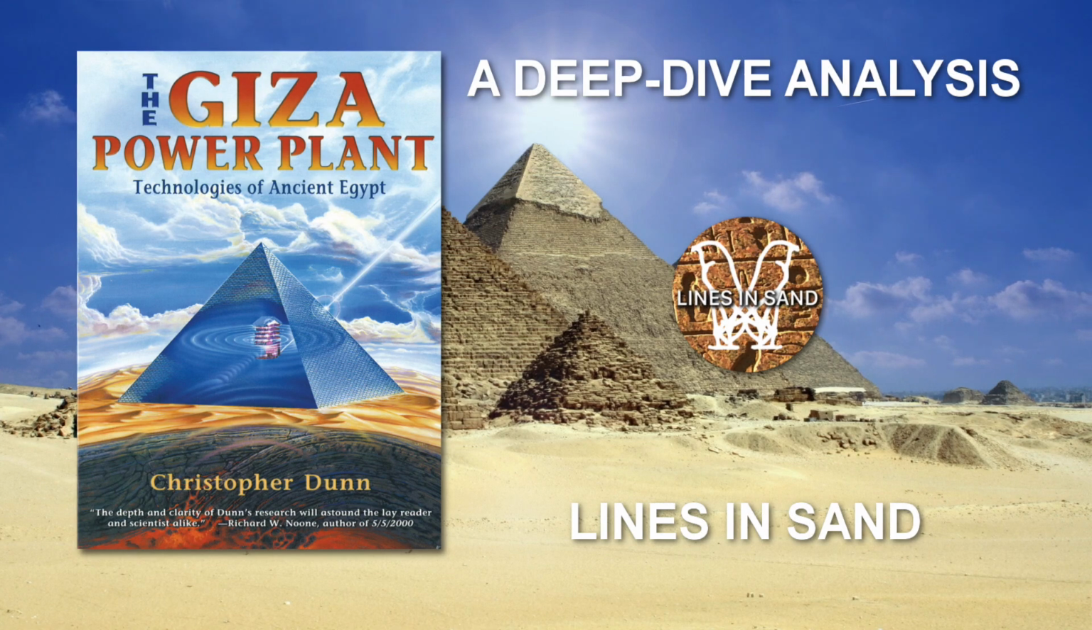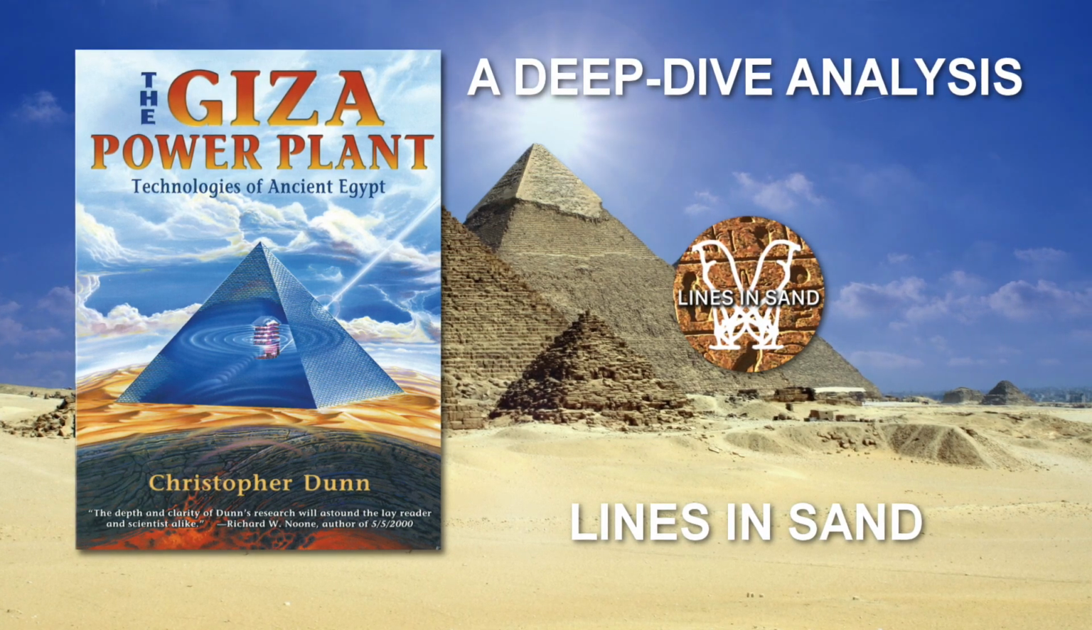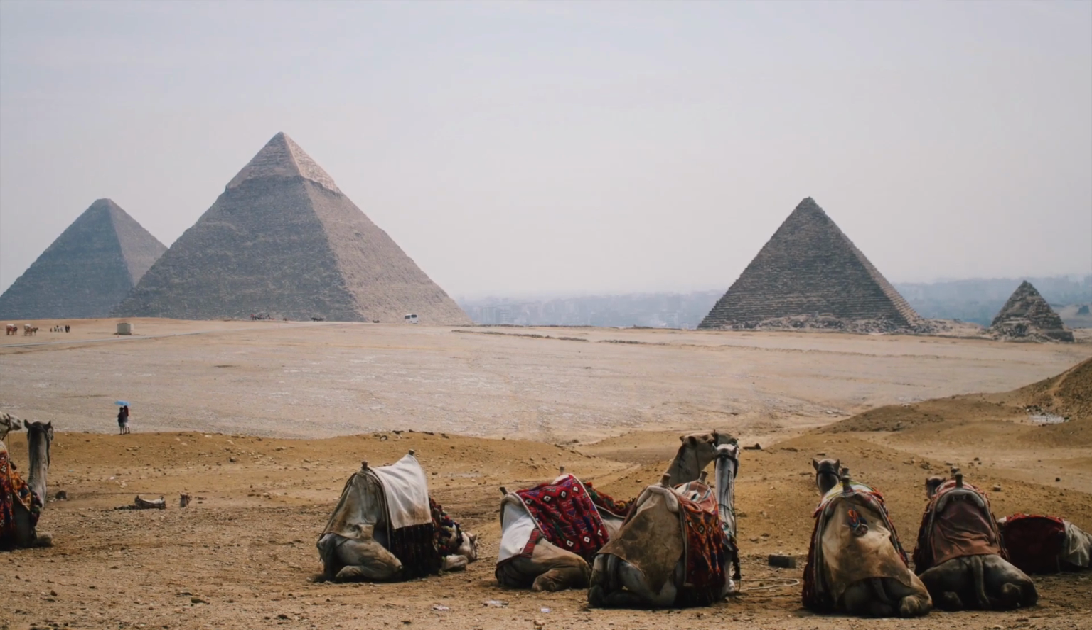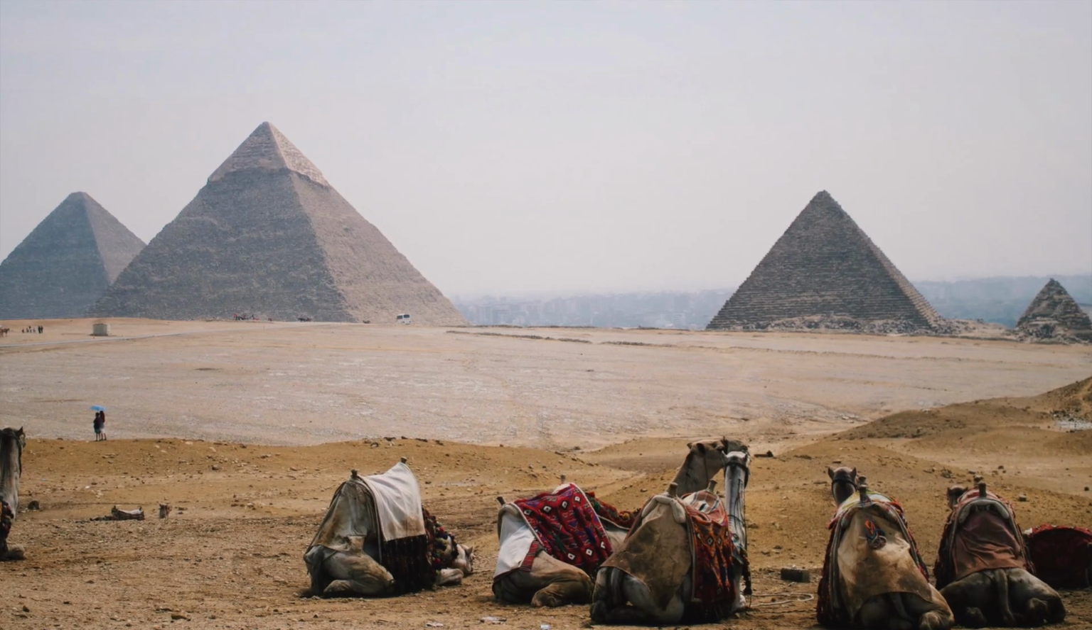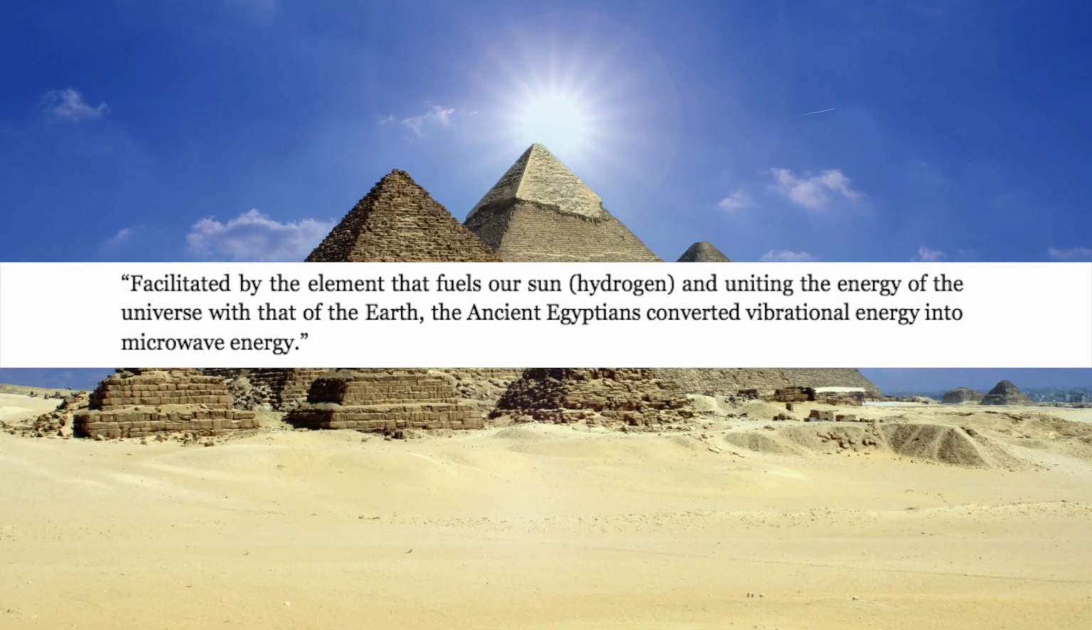But I've already struggled quite heavily to squeeze any tangible evidence out of a lot of this theory, especially as it goes on. Chapter 13 then offers us a recap to everything we have just processed. So let's do just that before we think of bringing everything to a close. Here Dunn writes, "Facilitated by the elements that fuel our sun, hydrogen, and uniting the energy of the universe with that of the Earth, the ancient Egyptians converted vibrational energy into microwave energy."